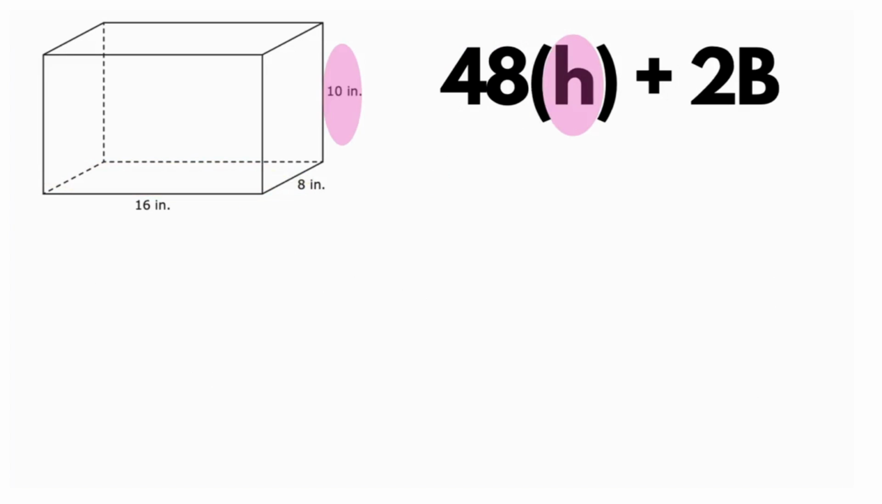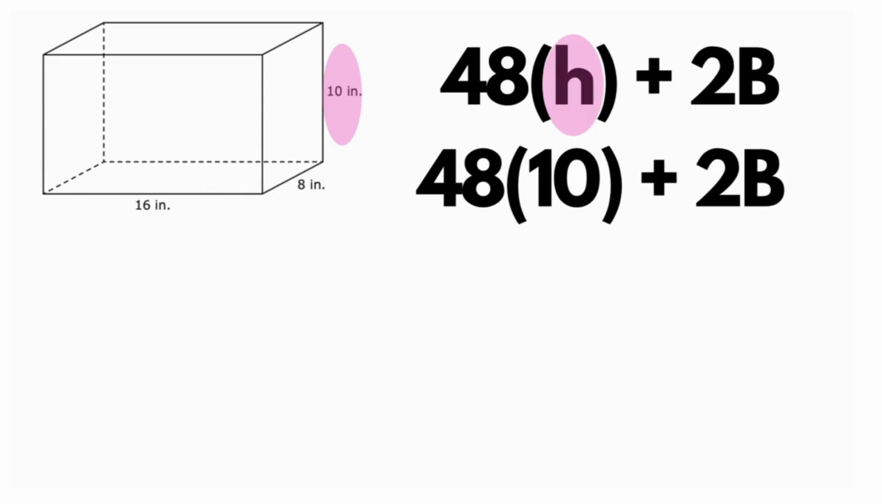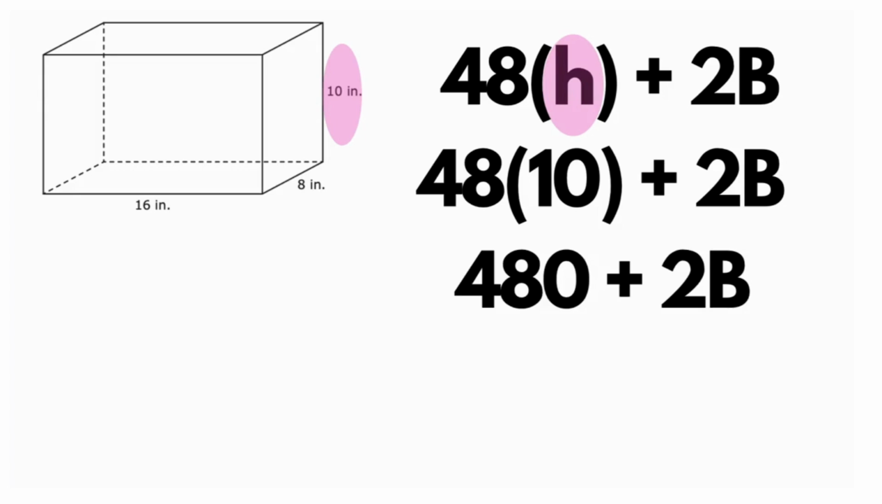So now that we have 48 in there, we can look at the height of the prism. Now our base is on the bottom, so the height of the prism is the distance between the two bases. If 16 by 8 is the bottom, the lid would be the top in this box. So we're going to look at 10 being the height of the prism. Let's plug that one in: 48 times 10 plus 2B. It's going to be multiplication anyway, so we can simplify this right now. 48 times 10, it's an easy one: 480 plus 2 times the base.